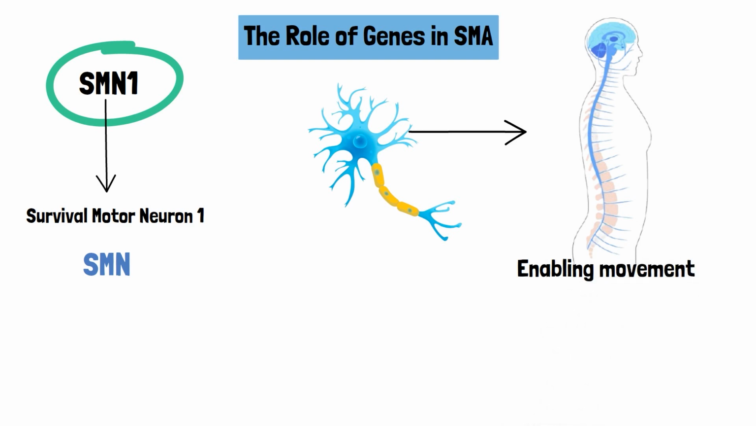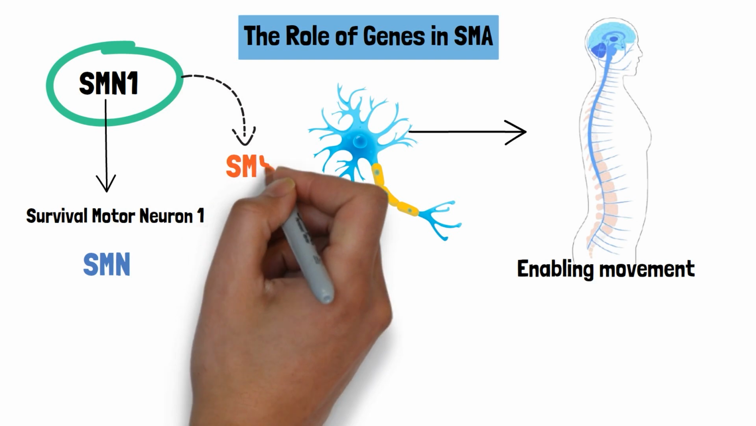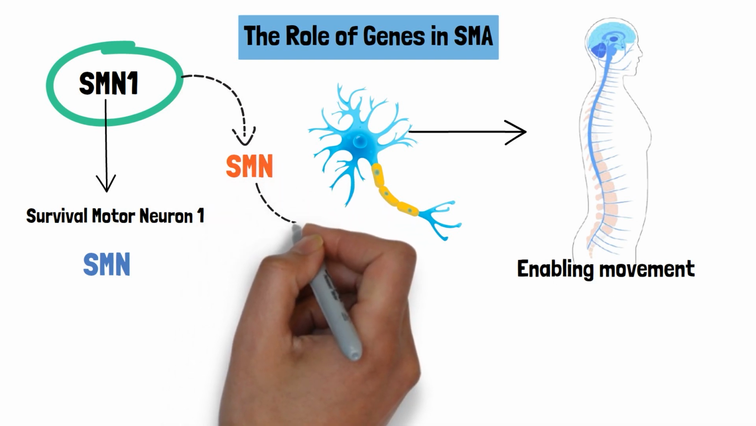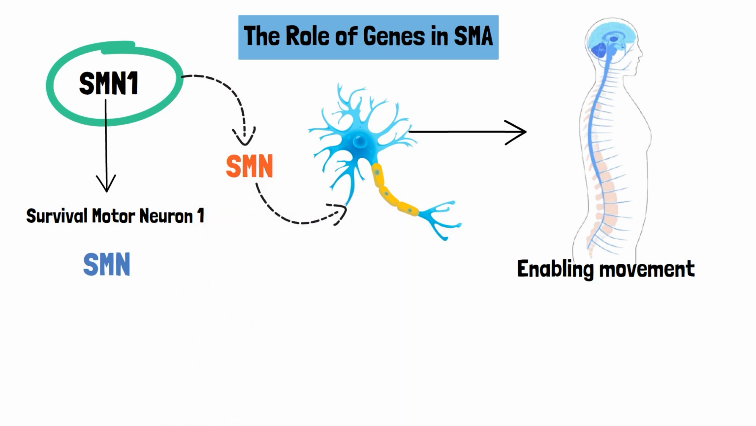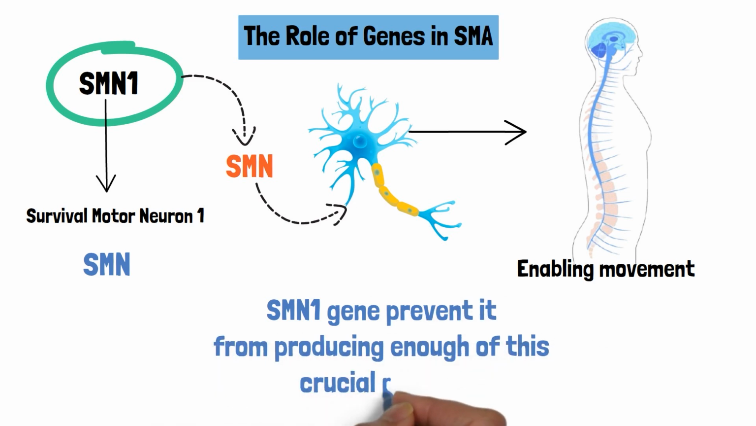In a healthy individual, the SMN1 gene produces enough SMN protein to keep motor neurons functioning properly. But in people with SMA, mutations in the SMN1 gene prevent it from producing enough of this crucial protein.